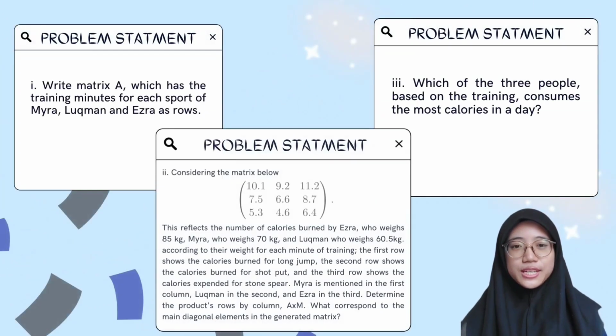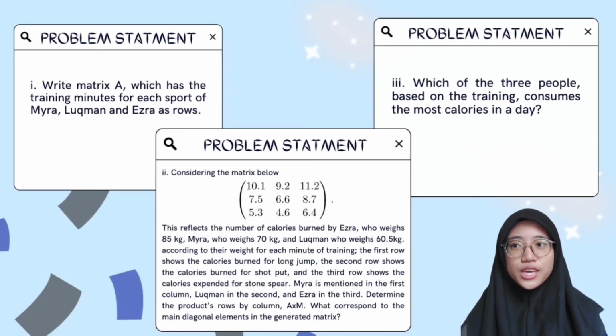The first question is, write matrix A which has the training minutes for each sport of Mira, Lukman and Ezra. The second question is, considering the matrix M equal to 10.1, 9.2, 11.2, 7.5, 6.6, 8.7, 5.3, 4.6, 6.4. This reflects the number of calories burned by Ezra, who weighs 85 kg, Mira, who weighs 70 kg, and Lukman, who weighs 60.5 kg.